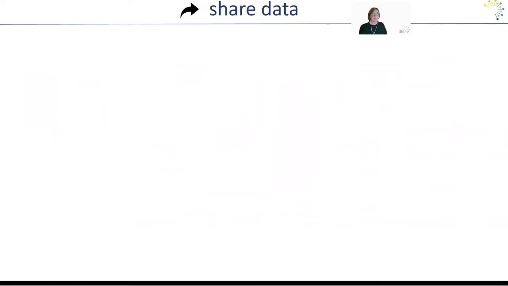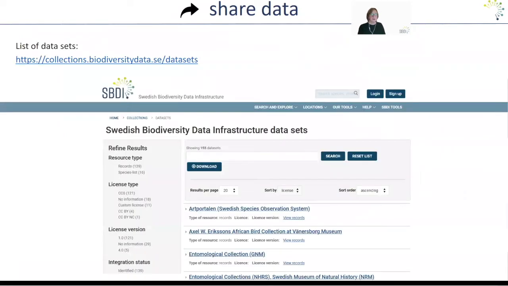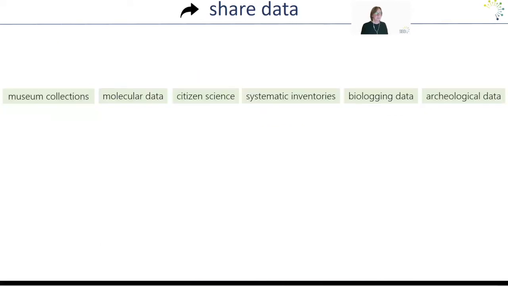Let's start looking at sharing data. On the web page, you can easily have a look at what kind of data are currently shared and published with SBDI. This is data from museum collections, molecular data, citizen science data, data from systematic inventories, biologging data, and also archaeological data.